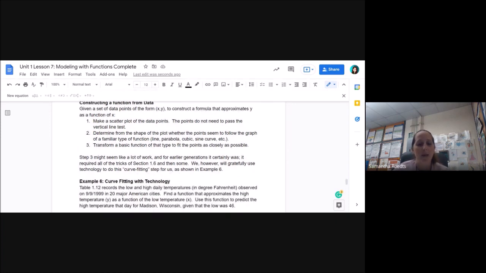Step 3 might seem like a lot of work, and for earlier generations, it certainly was. It required all of the tricks of section 1.6 and then some. We, however, will gratefully use technology to do this curve fitting step for us, as shown in example 6.